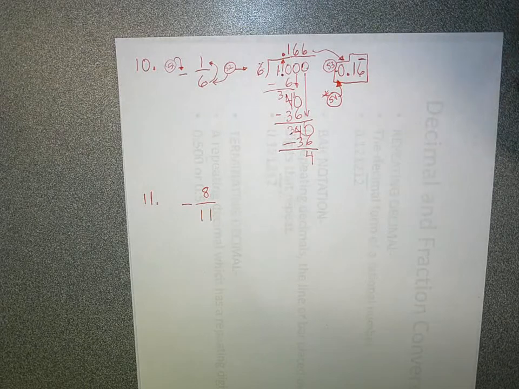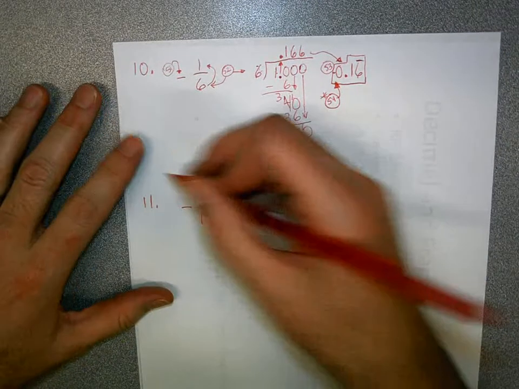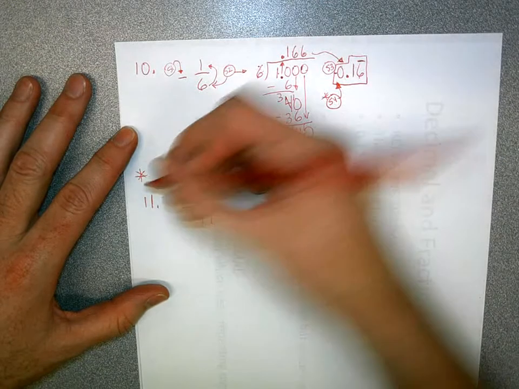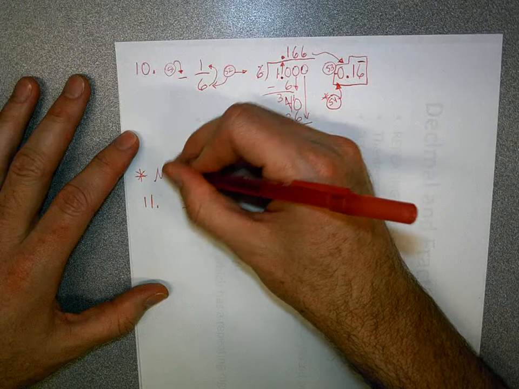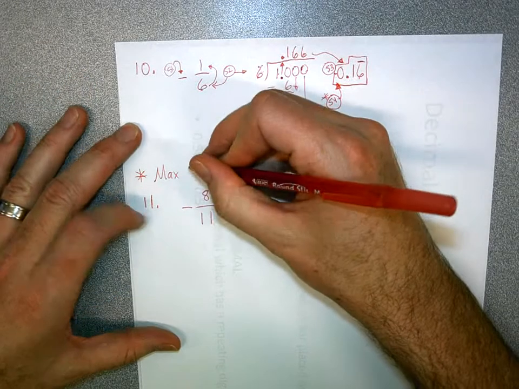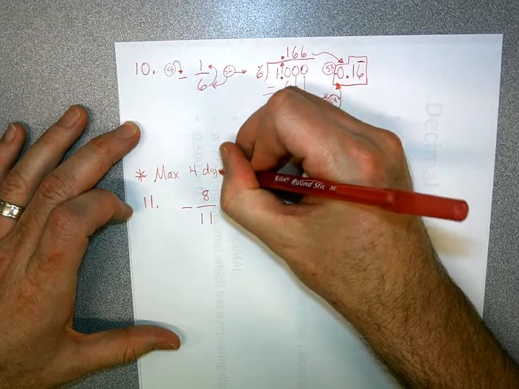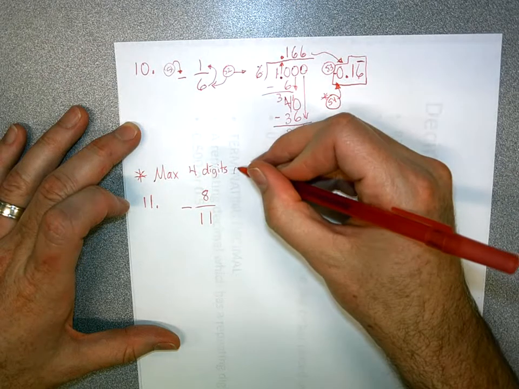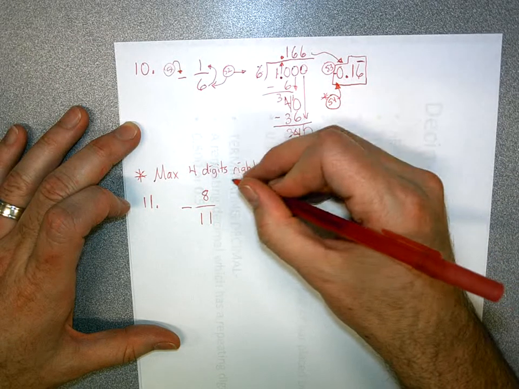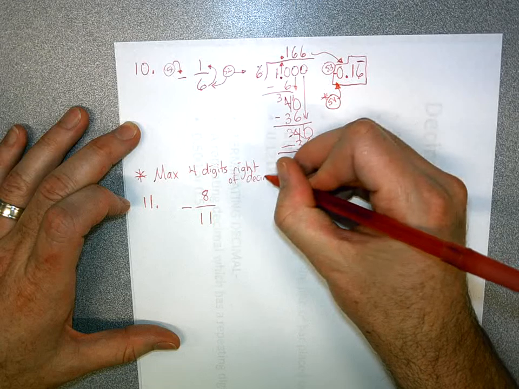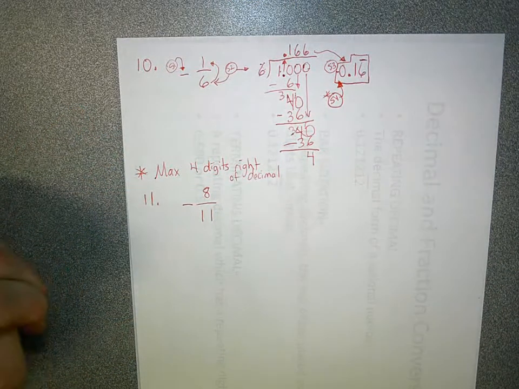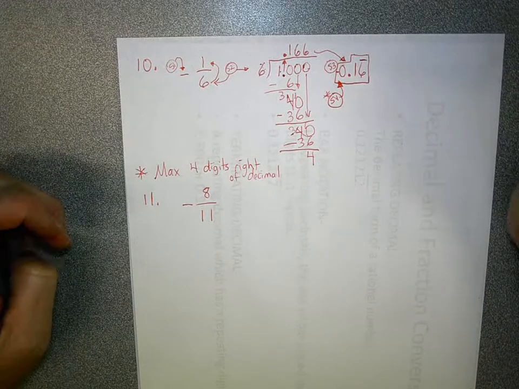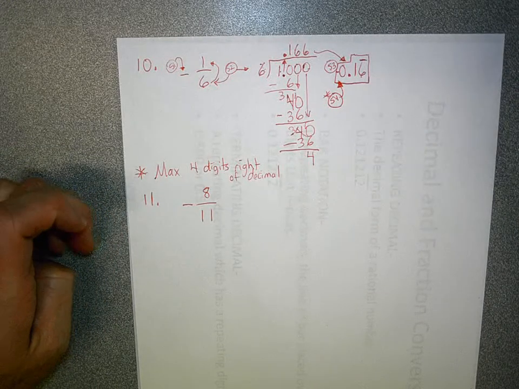Guys, on tonight's homework, just a little note. You might want to write this down before you start number 11. On tonight's homework, only go a maximum of 4 digits to the right of the decimal. You don't have to go any more than that. There might be some that go more than that. Don't go any more than that. Just 4 digits.